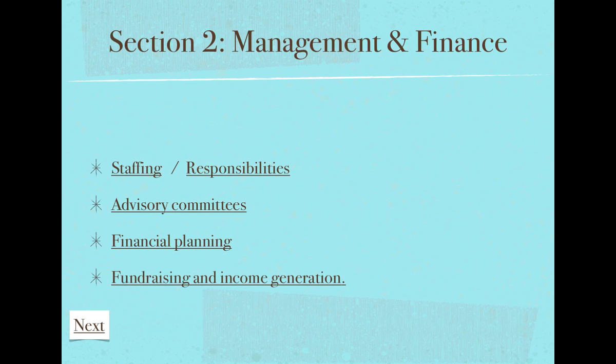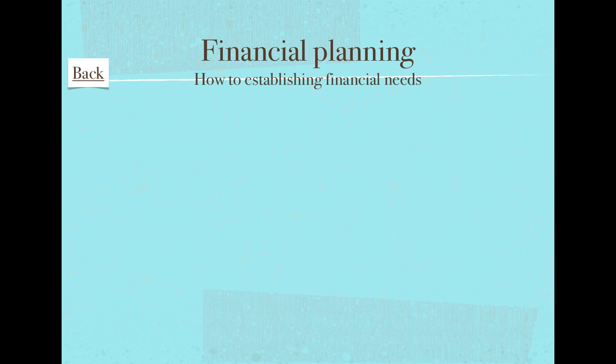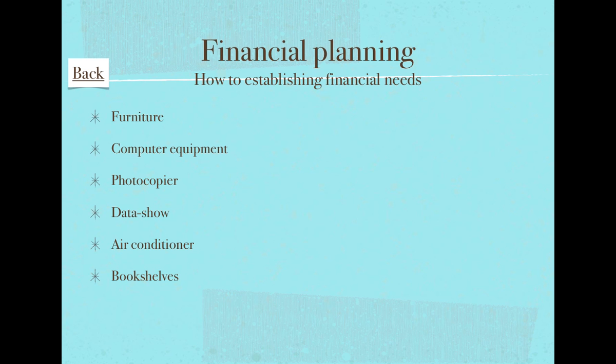The financial planning is very important. How to establish financial needs. You need to establish again your needs for the resource center before you look into the financial situation and whatever financial means you need. The things you have to look at for this are the furniture, computer equipment, photocopier, data show, air conditioner, bookshelves, and special project costs like workshops, publications, whatever kind of activities you do. You need some cost for that, okay?